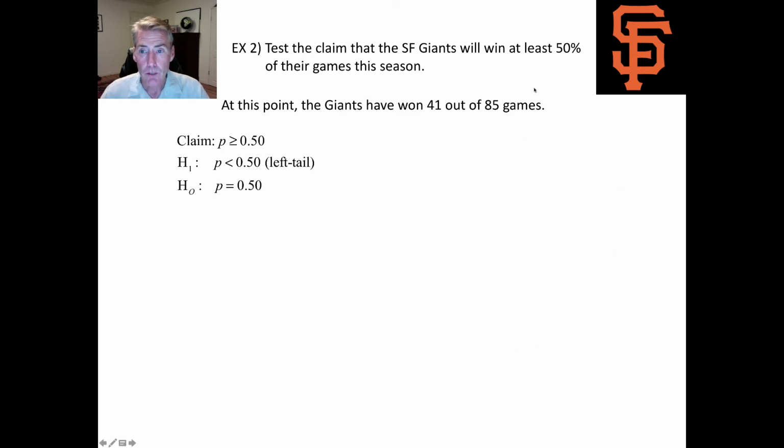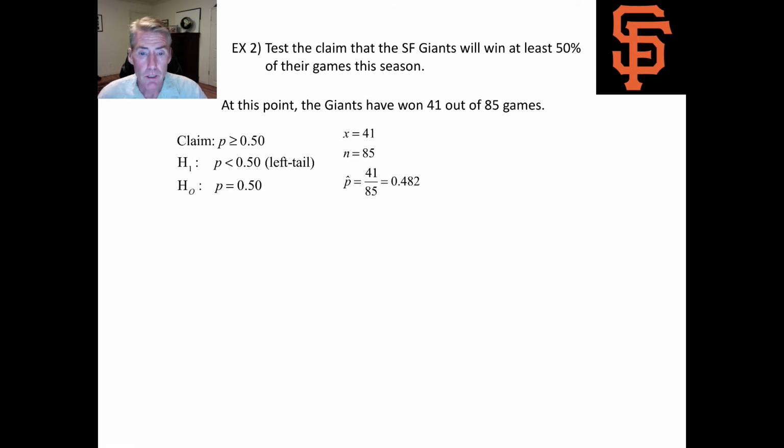Anyway, the word "at least" means bigger than or equal to. So the claim has bigger than or equal to 50%, but use the decimal form, 0.50. And since the claim has an equals, H1 needs to be the opposite. So that makes it a left-tailed test. And H sub 0 just has equals.